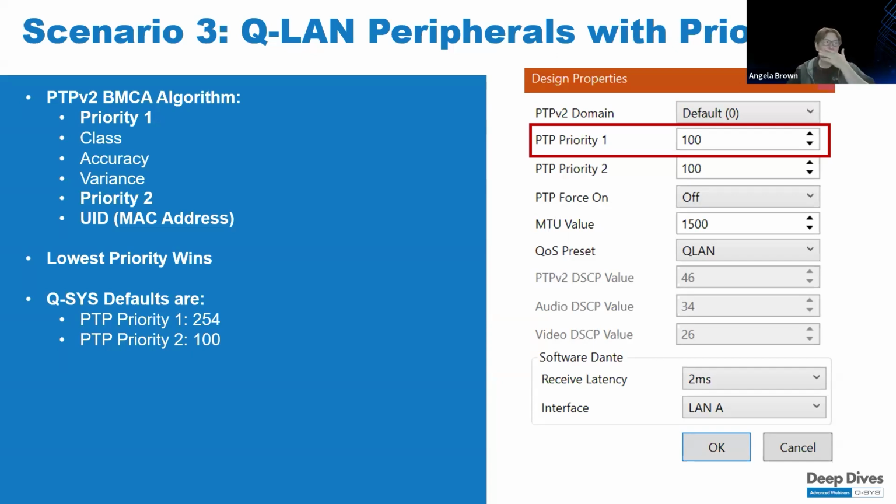Class is the next thing that gets compared, and it tells what kind of source the clock has. The default value is 248, and for the most part, AV devices sit on 248. I don't see a lot of variance.